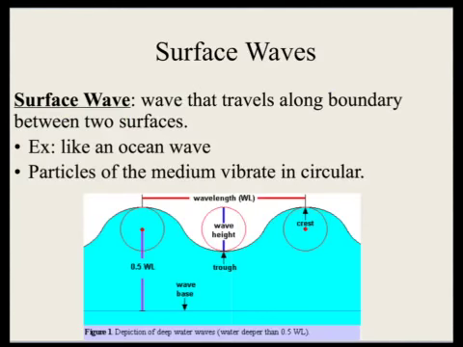Another type of wave is a surface wave. So this is a wave that travels along the boundary between two surfaces. So like our example here, an ocean wave. The two surfaces being the water and the air. So particles of the medium vibrate in a circular path in a surface wave. So it acts a little bit like a longitudinal and a transverse wave.